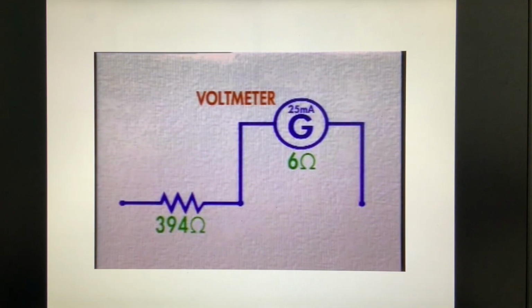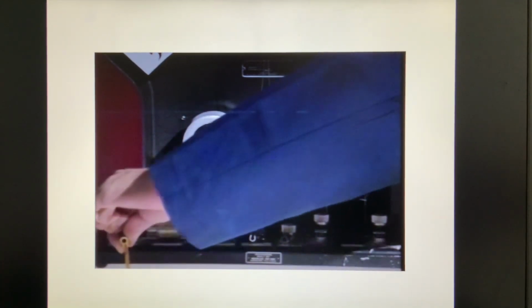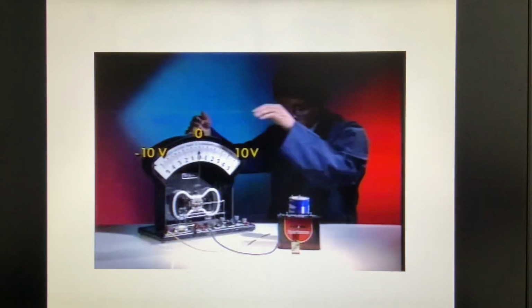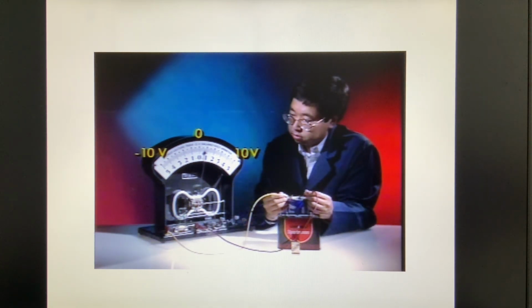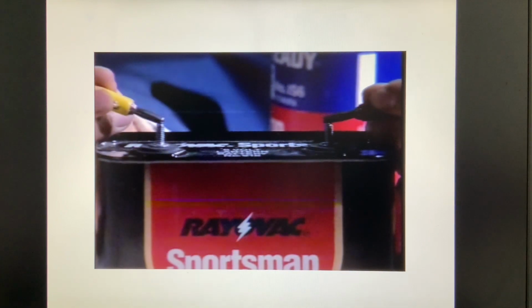To measure voltage, we connect a specific resistance in series with the galvanometer like this. Now we have a 10-volt full-scale voltmeter, which we can use to measure the voltage of this 1.5-volt battery. A 6-volt battery produces a larger deflection.